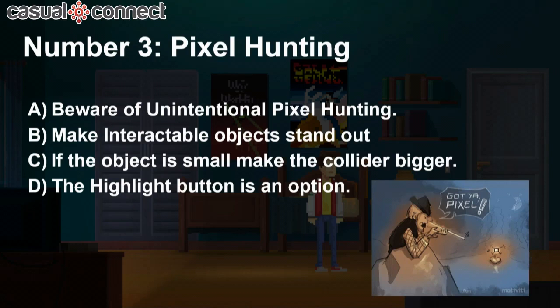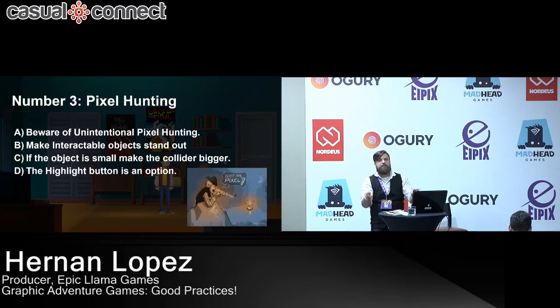About pixel hunting, beware of pixel hunting. Unless your game is about pixel hunting, try not to make your game full of things that are hiding around. A great way to avoid this is adding a button that, when you play, highlights everything that you can interact with. But if you don't have that, even if it's a really small key, give it a wider area for interaction, so the player isn't aiming around like crazy, looking for the things that they should use.